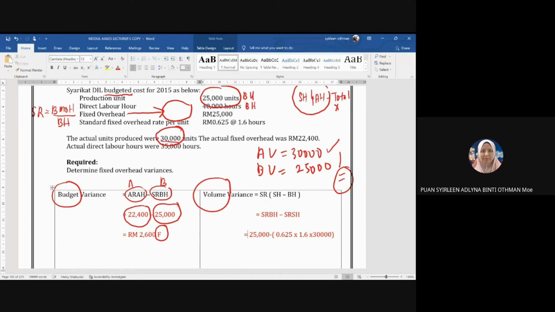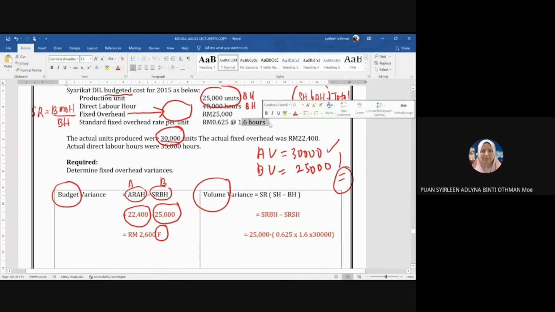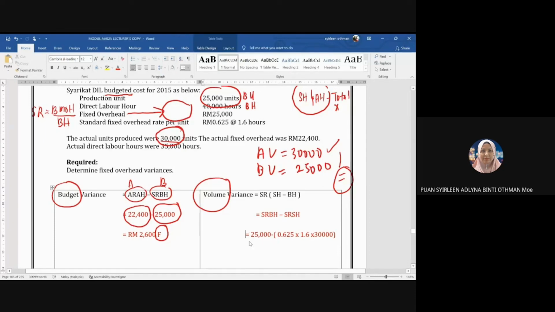Okay, alright. So now your standard rate multiplied by standard hours. Sorry, your standard hours is 1.6, and we multiply with actual units produced. Actual units produced is 30,000. So we get 48,000 there. Alright, and we multiply with 6.25. Wait a moment, let me correct this figure first.